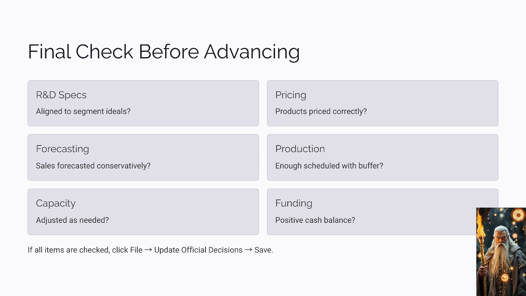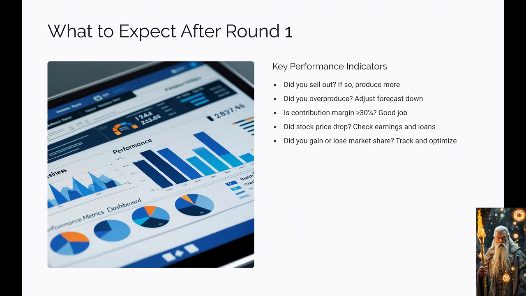Slide, What to expect after Round 1. After advancing to Round 2, open your new Capstone Courier. Here's what to look for. Did you sell out? If so, produce more. Did you overproduce? Adjust forecast down.